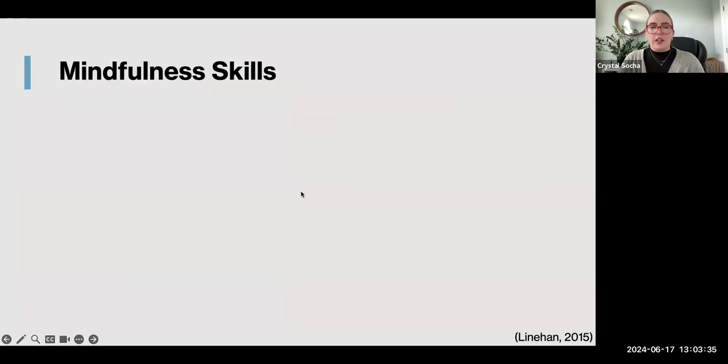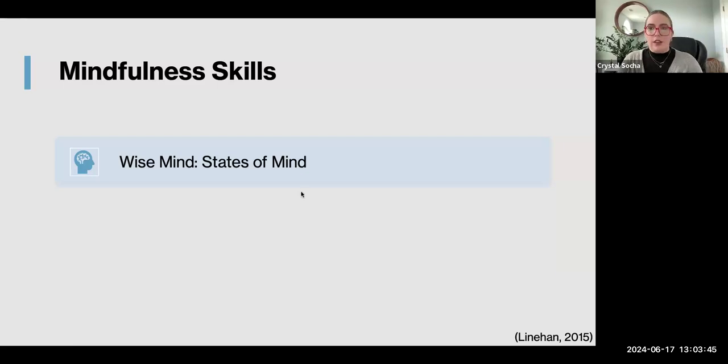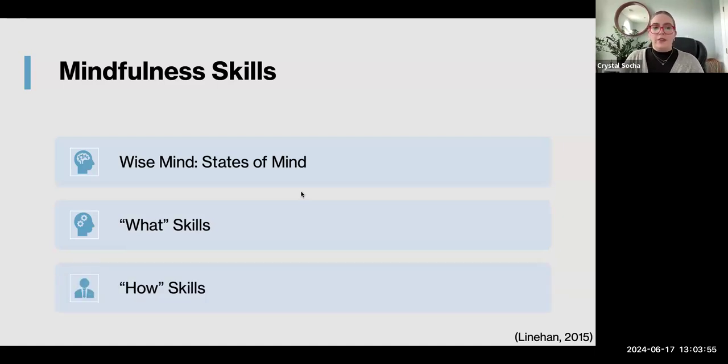And so in DBT, there's a couple skills that we talk about. So we've got wise mind, states of mind. So that includes emotion mind, reasonable mind, and wise mind. And we'll talk about that in just a moment. Mindfulness "what" skills, so what you do to be mindful. You can observe, you can describe, you can participate. And then mindfulness "how" skills, so how you actually be mindful. And there's a few skills within this, including one mindfully, non-judgmentally, and effectively. And again, you'll hear this kind of running theme of non-judgmentalness throughout DBT.